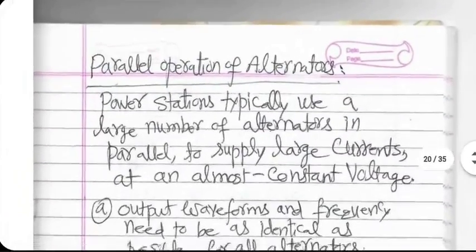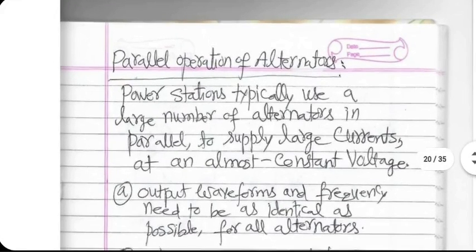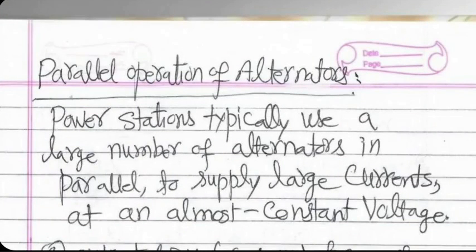Now, parallel operation of alternators is a must if you want higher powers. One generator cannot give you more than, say, 1 or 2 megawatt. So you have to have several of them in parallel. Maybe even one generator can give you 10 megawatt. Even that may not be enough. Maybe you can get even 1 gigawatt from a single generator nowadays. But even that may not be enough. So you will have to have parallel operation to get larger powers. Power stations typically use a large number of alternators in parallel to supply large currents at an almost constant voltage.